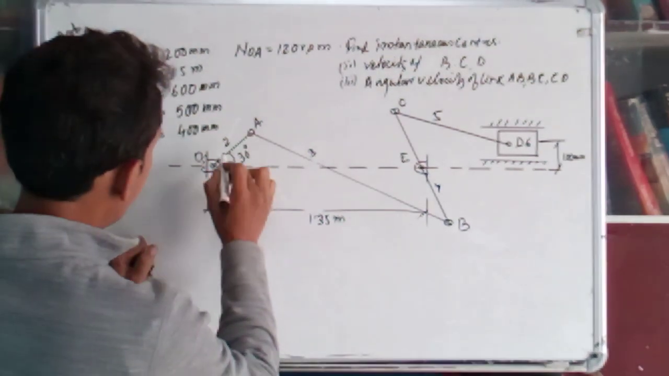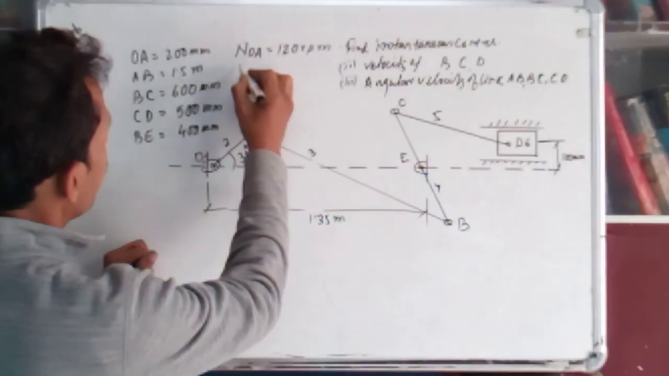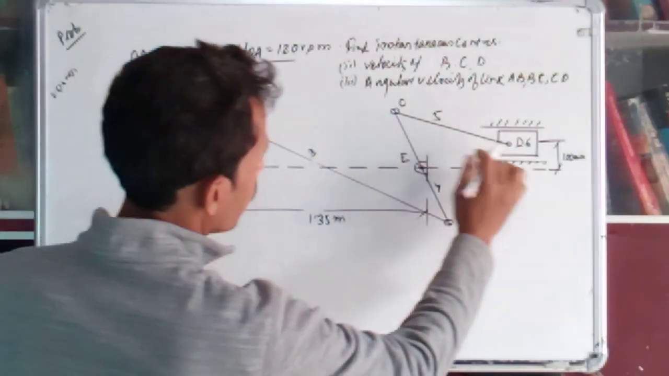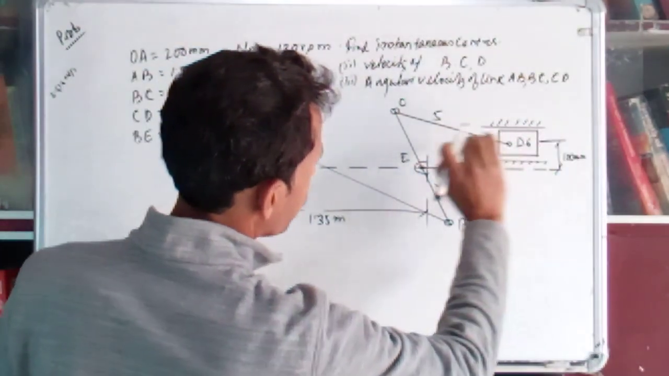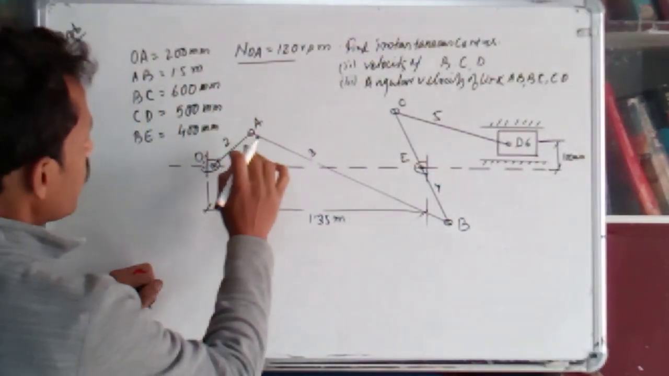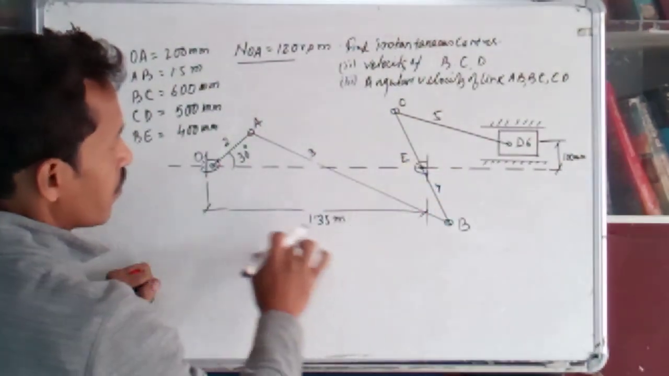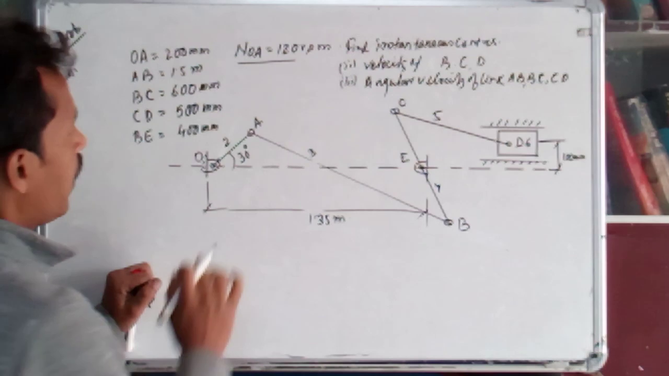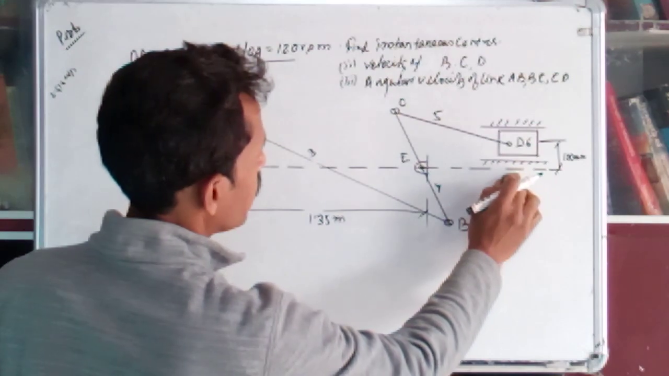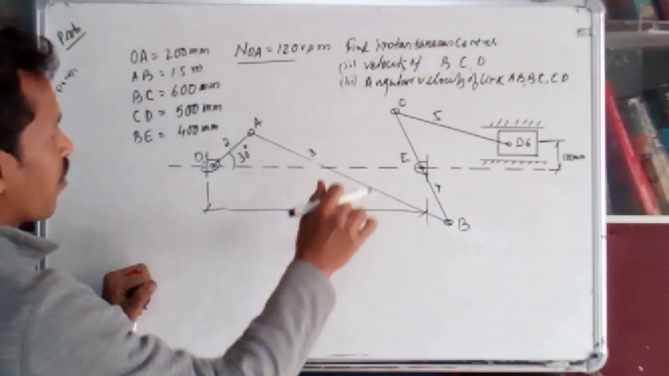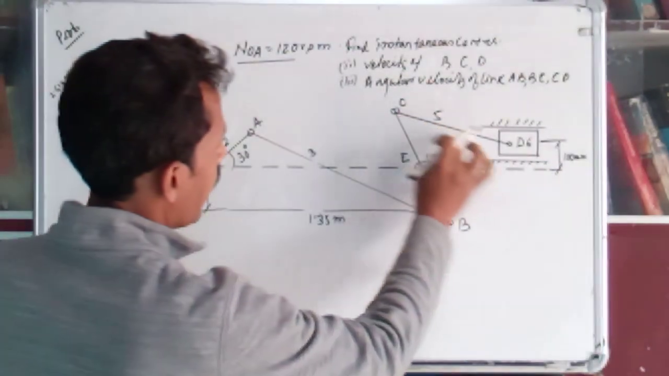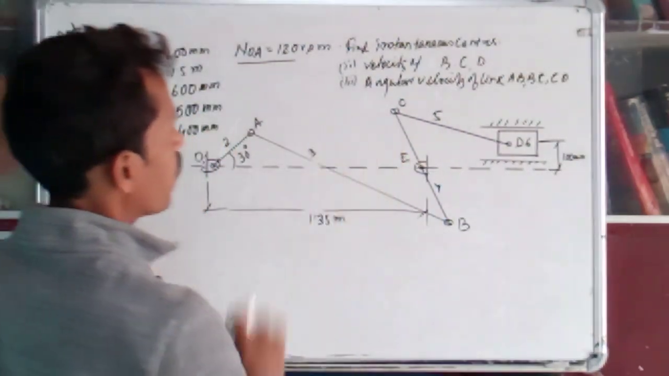The crank 2 rotates at 120 RPM. The crank is rotated, so the slider D will reciprocate. We have to find all the instantaneous centers, and also find the velocities of B, C and D. Also you have to find the angular velocities of AB, BC and CD. Okay, so this is the problem.